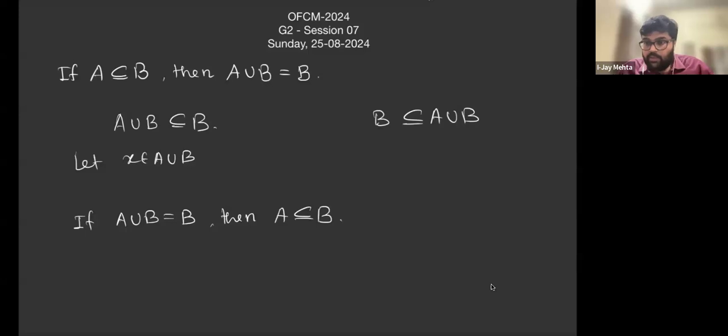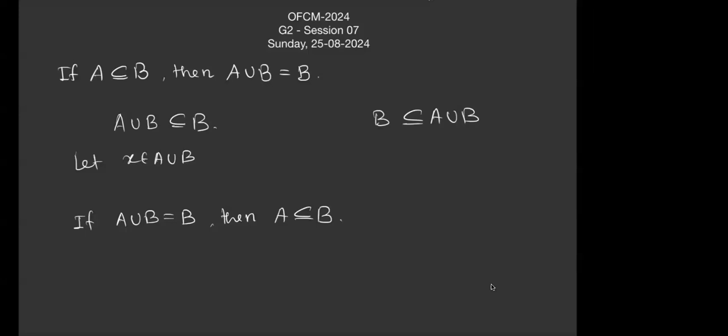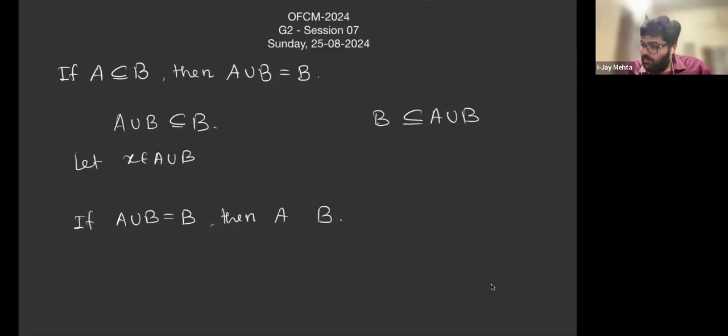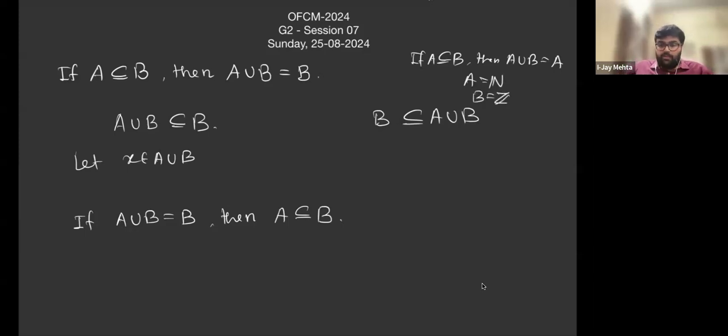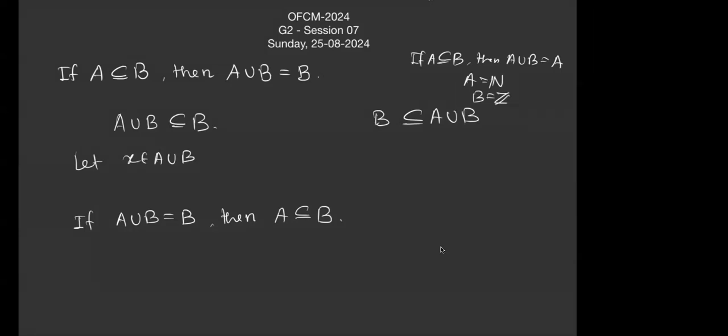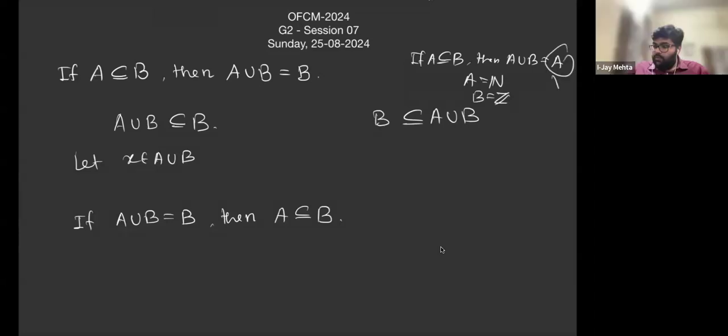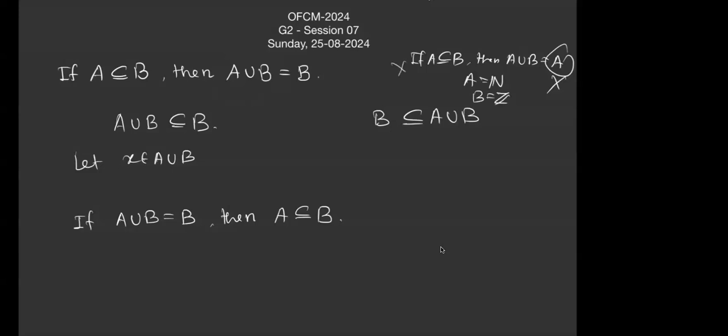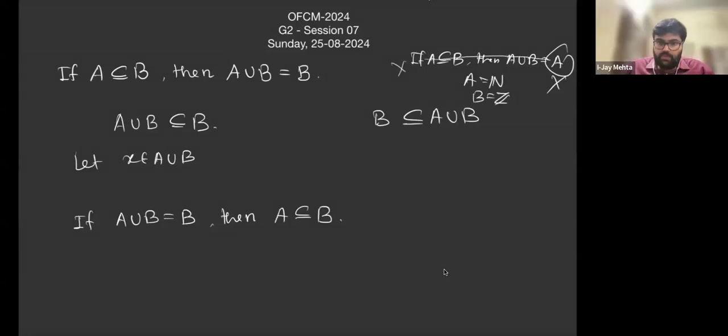Sakshi, same question or any other question? If A is a subset of B, then A union B is equal to A. Is that true? Of course we can ask, but is that true? If I take A equal to the set of natural numbers and B equal to the set of integers, what is their union, A or B? Sakshi? Integers. So that is B, right? So it's not A. So this is not true. Then it is not always true.